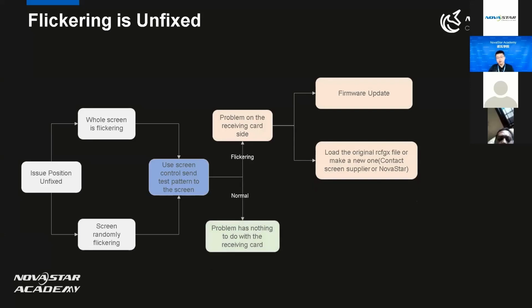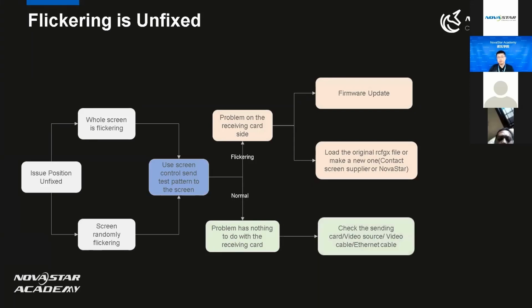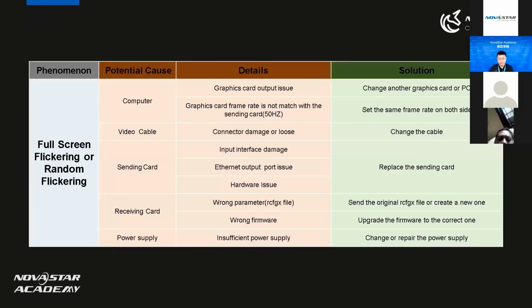And if you enable screen control and the issue disappears, it means it has nothing to do with the receiving card. You need to check the sending card, video source, video cable, and Ethernet cable. So this is the process. Also, for flickering position not fixed, we have listed the potential causes, details, and solutions for you. All these factors could be the reason, so we need to do the troubleshooting step by step.